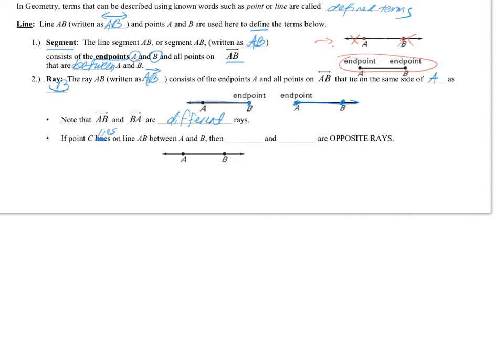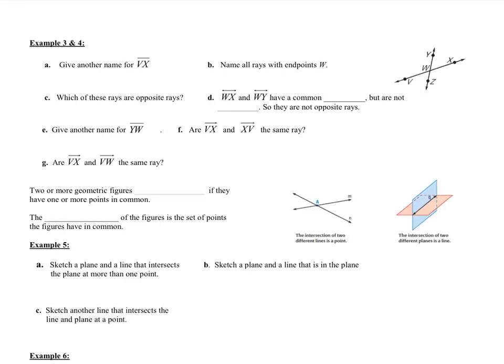If point C lies on line AB between A and B, so I'm going to draw a point here, then ray CA and CB are called opposite rays. Okay, let's quickly go through some examples here. Give another name for segment VX, and that will be segment XV. So just switch the letters.